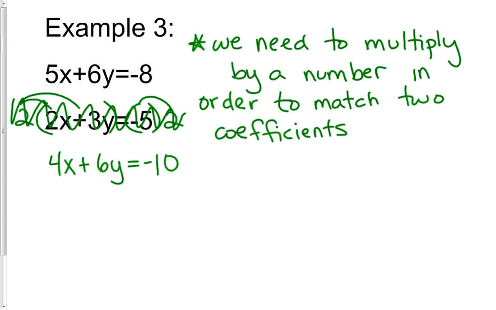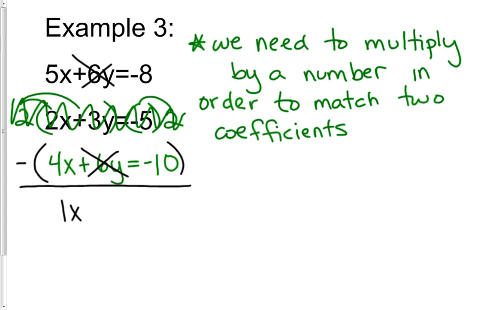Now I can go ahead and subtract. 5x minus 4x gives me 1x. 6y minus 6y cancels out. -8 minus -10 gives me 2. So we see that x is equal to 2. So sometimes you have to do a little bit of manipulation to make sure that some of these numbers match up. And when you do that, you need to make sure you multiply everything in that equation by whatever number you've picked.